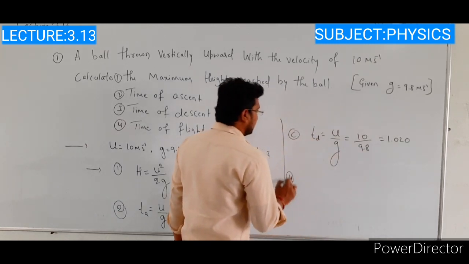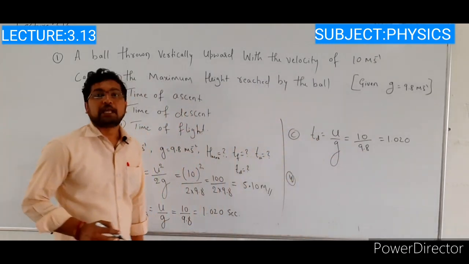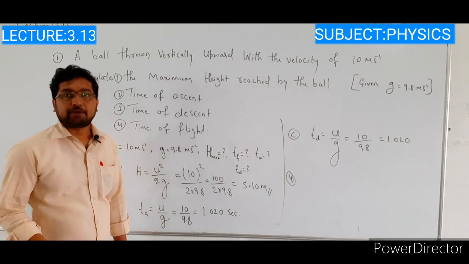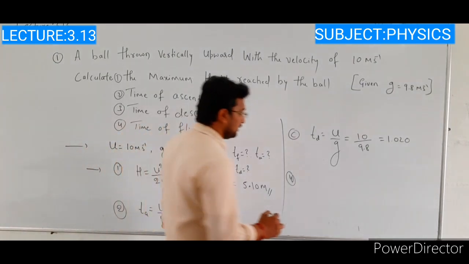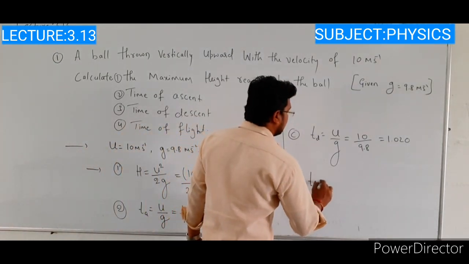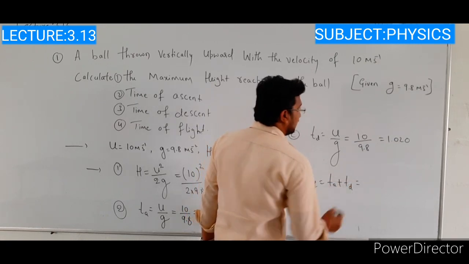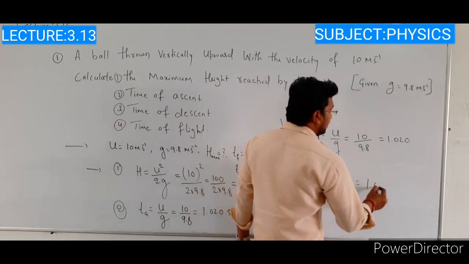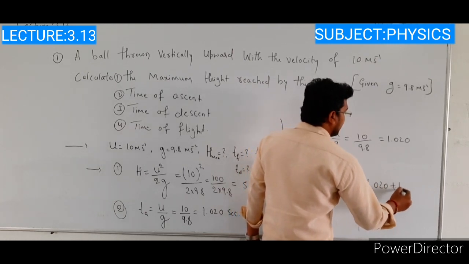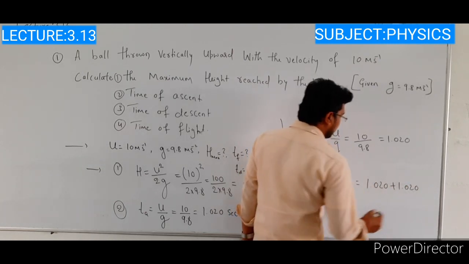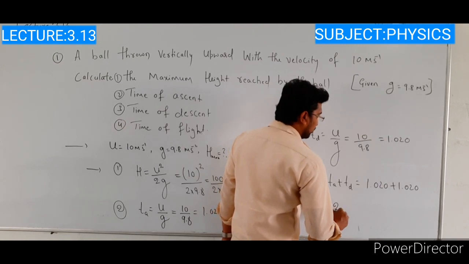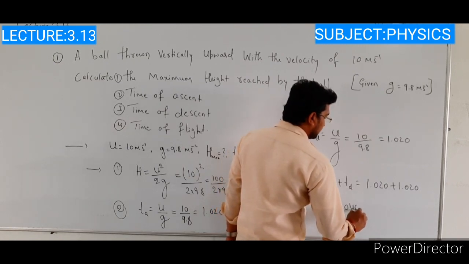And the fourth one is time of flight. Time of flight means it is the sum of time of ascent and time of descent, right? So time of flight is equal to time of ascent plus time of descent. Time of ascent value is 1.020 plus time of descent value is also 1.020. So then it becomes 2.040 seconds.